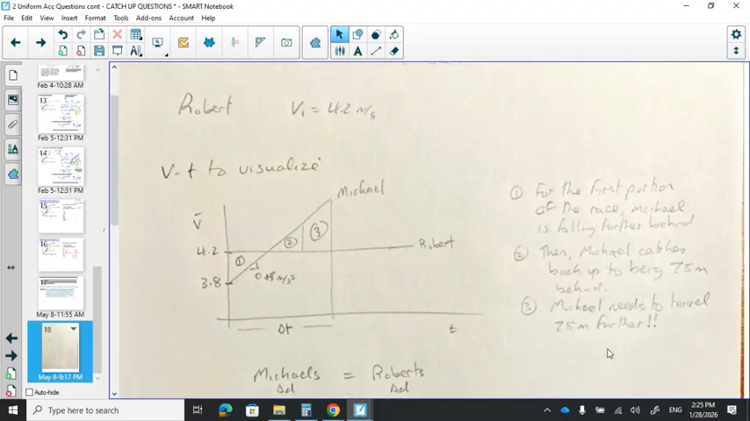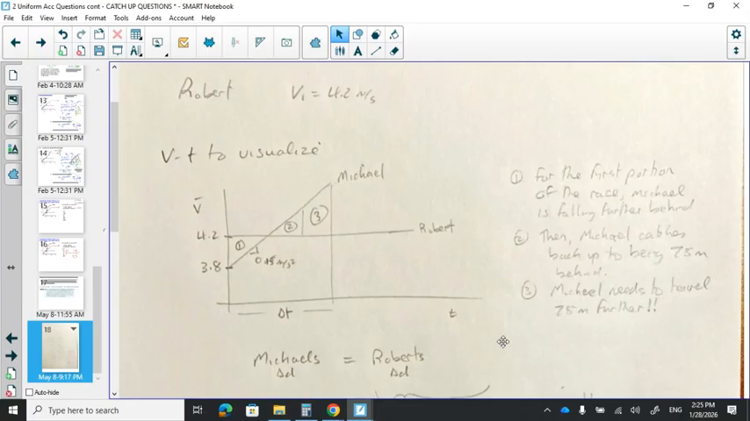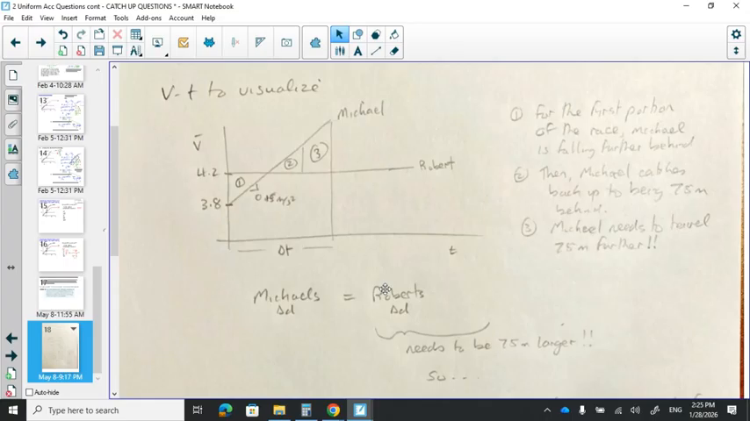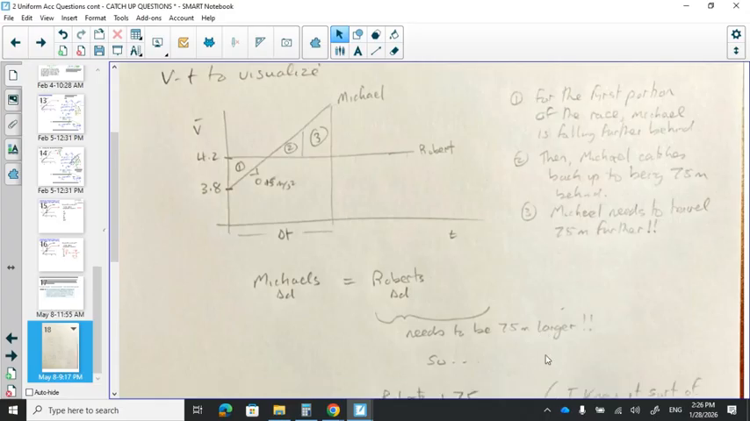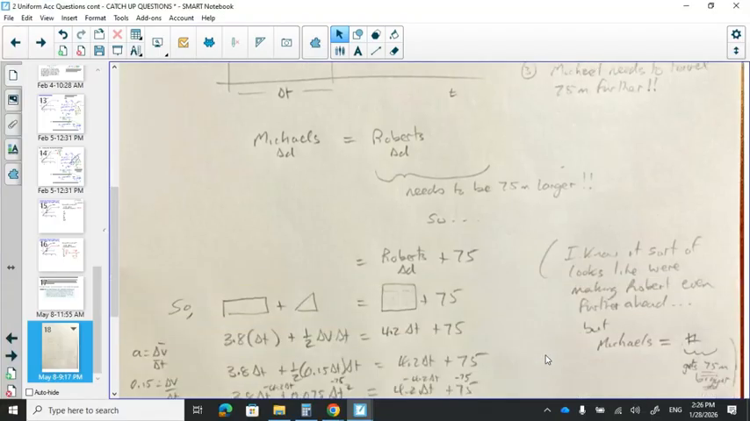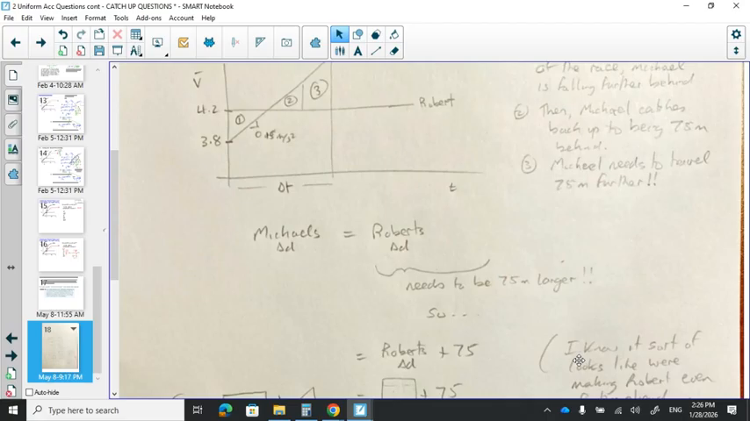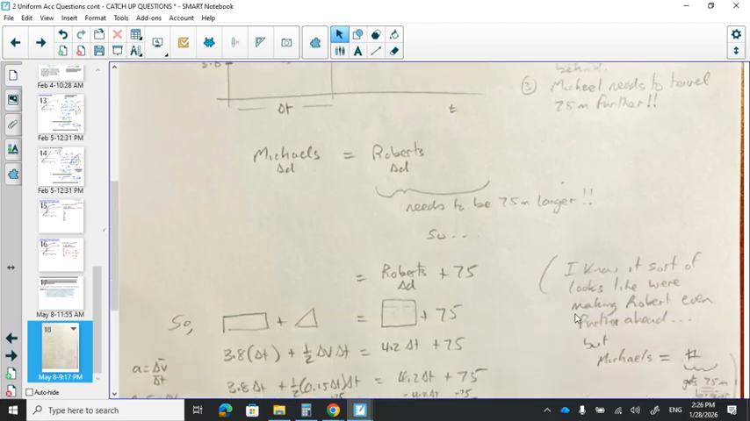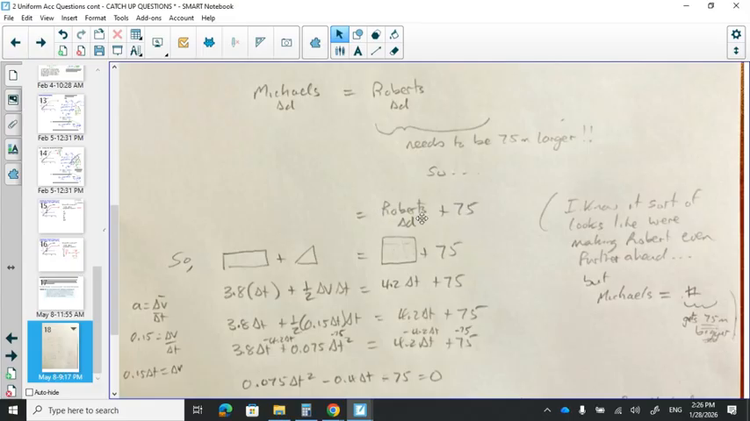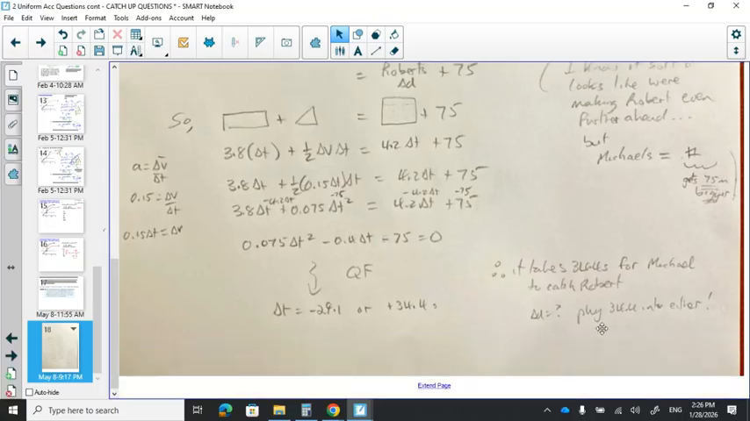So what you want is for their overall displacements to be resulting in Michael going farther. Michael's going to go Robert's distance and an extra 75 meters, and that'll make Michael catch up, right? So really we just do the same work as normal. Robert, in this case, was just uniform. It obviously could have been accelerating at first too. It was more complicated in one way, so it's simplified in another way just to make it a little easier. If you add that 75 on, you do the math, you get a quadratic, you solve, you get your time and so on, right?